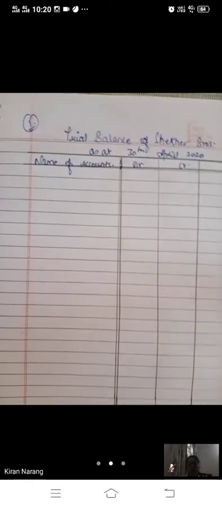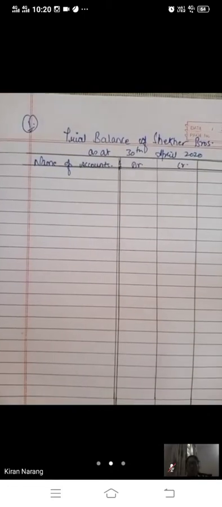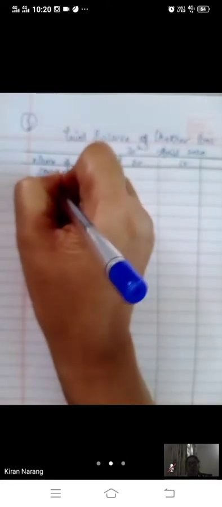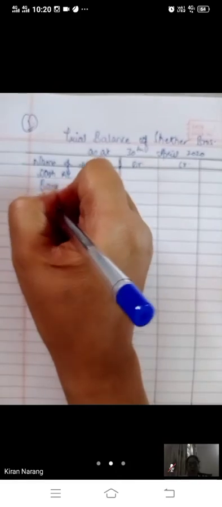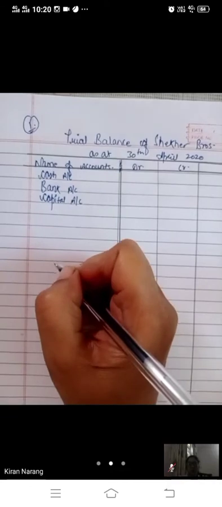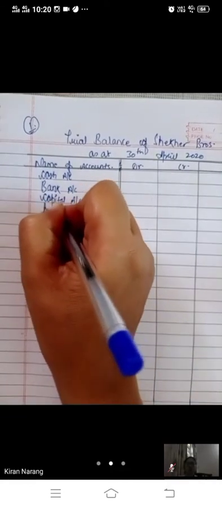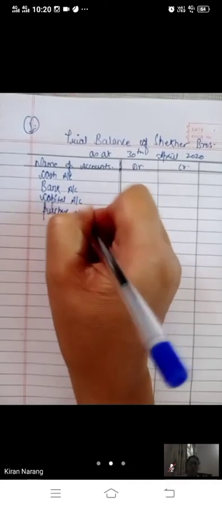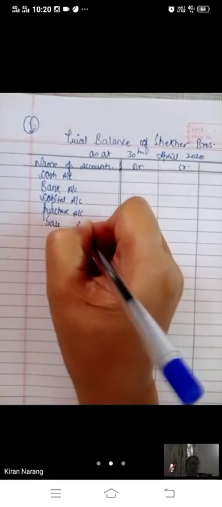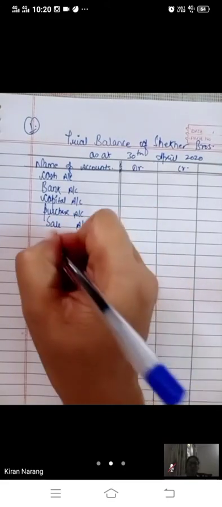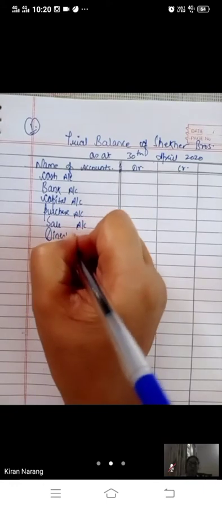This is illustration number 1. You have seen that a lot of accounts are given to you. You have to write their names only. Cash account, bank account. This will be given in the question either in the form of ledger or simple names will be given. Capital account, purchase account, sales account, Dinesh. No account will be written with the name.